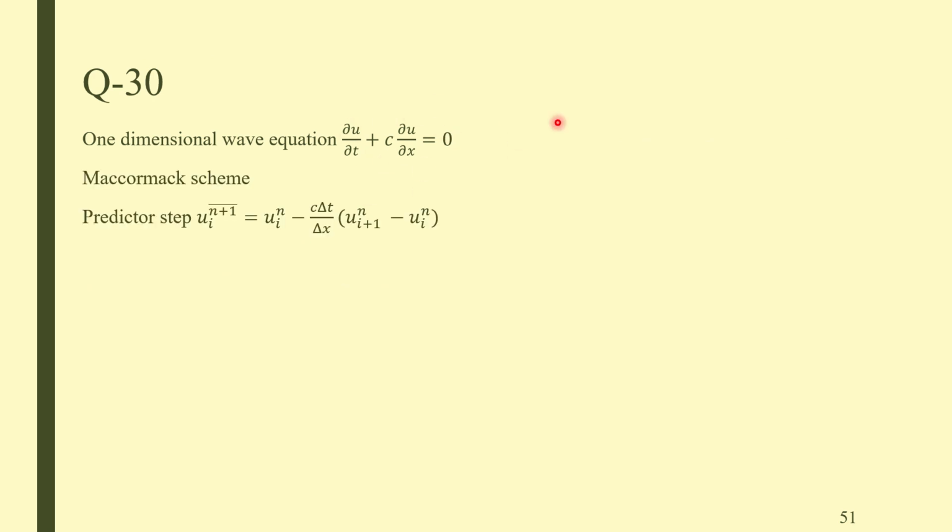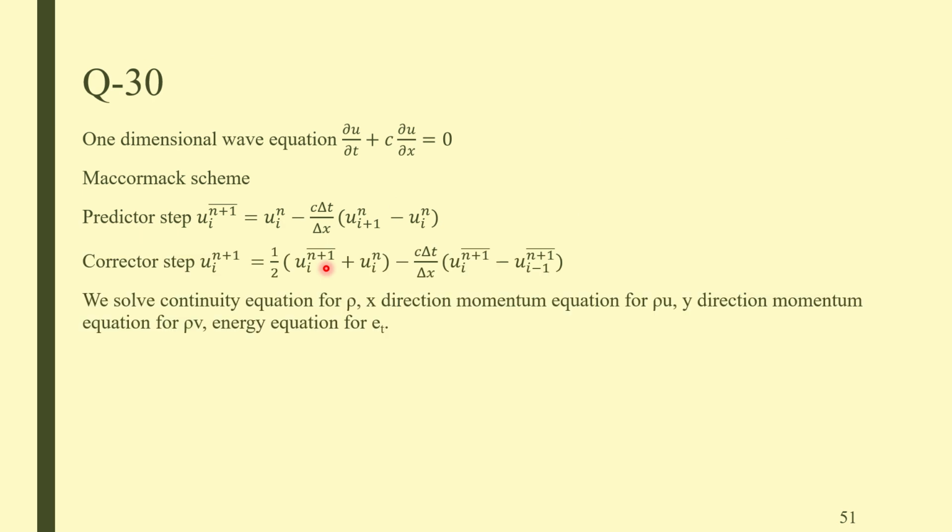So how are we doing that? For the one-dimensional wave equation, let us consider it like this: ∂u/∂t plus c ∂u/∂x. The McCormack scheme uses a predictor and a corrector step. We generally solve the continuity equation for ρ, the x direction momentum equation for ρu, the y direction momentum equation for ρv, and the energy equation for ET. This is just an example of McCormack scheme implementation.